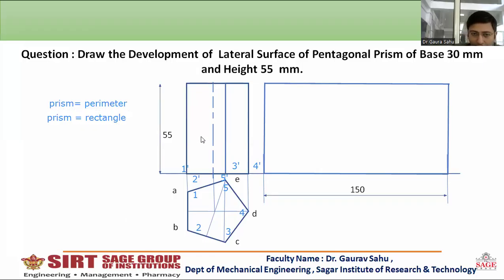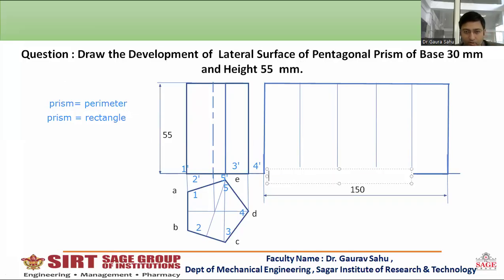The portion is not completed because you have to mark the 5 corners also. So you will divide this 150 into 5 equal parts by the line division method and mark all the points over here. Finally, you have to do the numbering. Take 1, take 2, take 3, take 4, take 5 and take 1 again. Why? Because in case of development, the starting point and end point are the same.